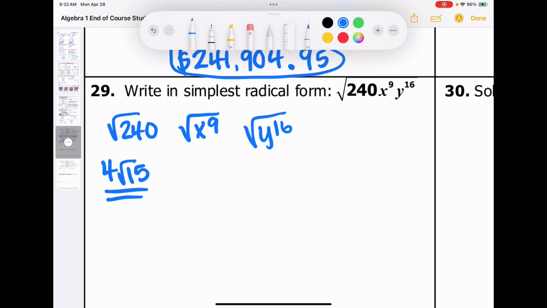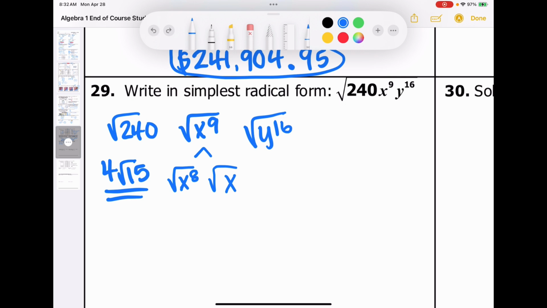Now for square root of x to the 9th, I can't just simplify that like that because 9 is an odd number. So when you have an odd number for your exponent, you have to break it up into 2 different square roots. The first one, you take 1 minus the exponent, so that would be x to the 8th. And then the second one will just be x, because you have to have a total of 9 x's here, because that's how many we started with.